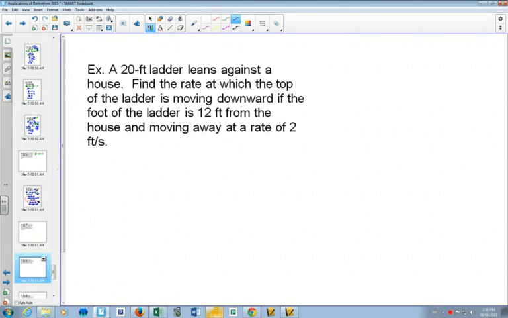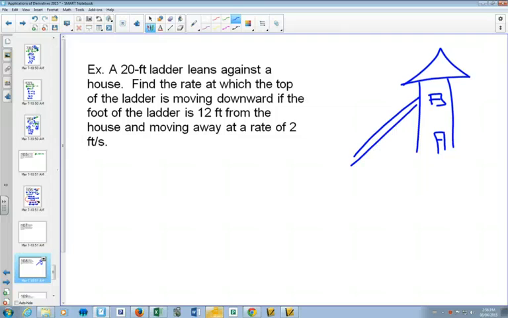A 20-foot ladder that's always the same. So it is against a house. There's a beautiful house with a 20-foot ladder. So there's our pretty house. There's our ladder.